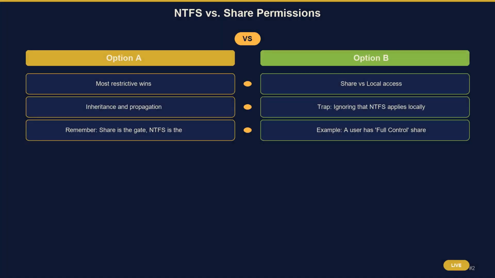Consider a gated community. The share permission is the gate guard, but the NTFS permission is the lock on your actual front door. If the guard lets you in but you don't have the house key, you aren't getting into the kitchen. Candidates frequently fail to realize that the most restrictive permission wins when these two overlap. The thing nobody tells you is that local access bypasses share permissions entirely, which is a classic exam trap. If you're sitting at the machine, the gate guard doesn't matter. You must calculate both to find the effective permission.